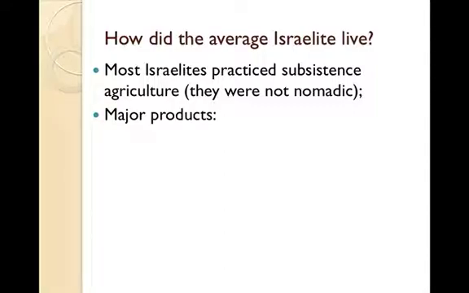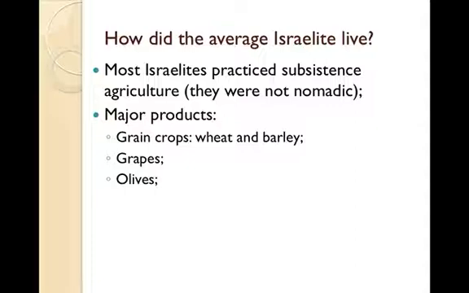The major products that the Israelites concentrated on were grain crops, something similar to our modern day wheat and barley, grapes and olives. If you're not familiar with it, grapes grow on vines and olives grow on trees. Grapes provide sweetening agents. Olives provide both oil for light and oil for cooking, as well as olives for eating. And then also small animal herding, sheep and goats.